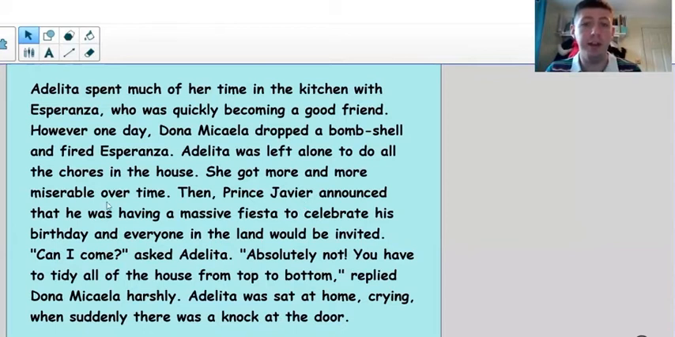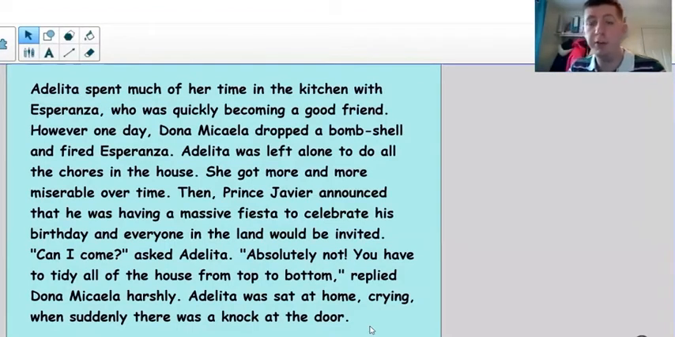Then Prince Javier announced that he was having a massive fiesta to celebrate his birthday, and everyone in the land would be invited. "Can I come?" asked Adelita. "Absolutely not. You have to tidy all of the house from top to bottom," replied Donna Michaela harshly. Adelita was sat at home crying when suddenly there was a knock at the door.